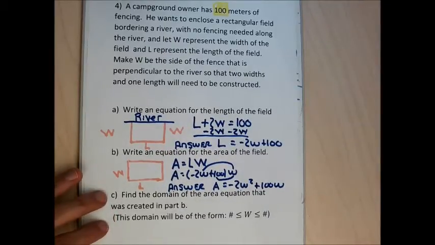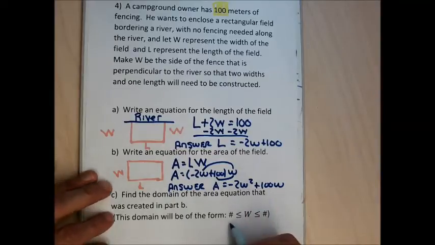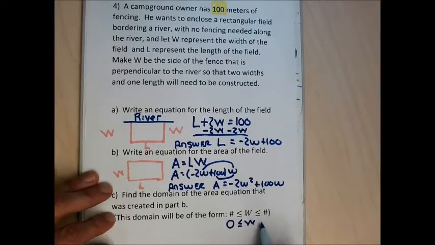Part C says make an equation for the domain. Find the domain of this area equation. Super easy to do. It tells me the domain needs to be of a form some number is less than or equal to width, and the width is less than or equal to some number. I know that the width can't be less than 0. So the smallest the width can be is 0, because you can't have a negative width. The maximum the width can be is also easy to figure out, and that's the number that's going to go after this next less than or equal to sign.